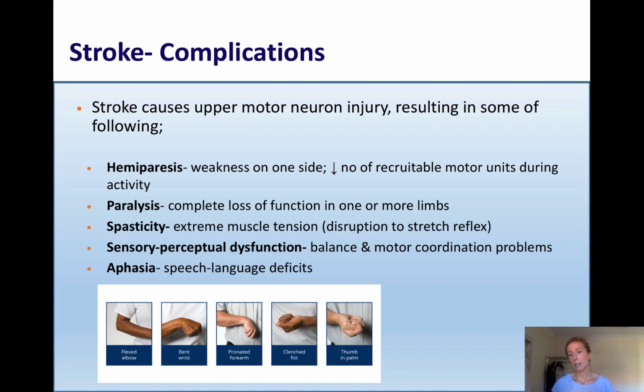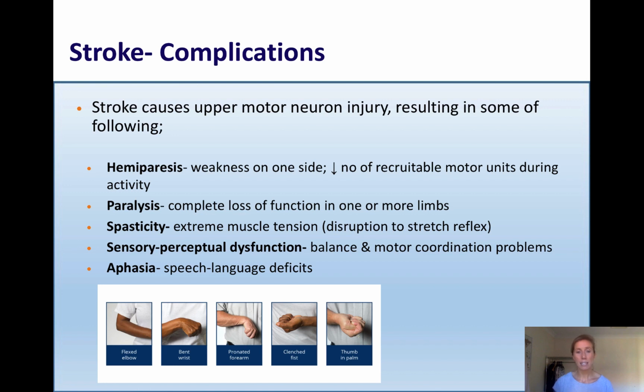Again, some of you guys might be quite familiar with stroke. You might have, I hope not, but you might have had somebody close to you experience a stroke, so you'll be quite familiar with how this is presented. But no doubt we've all, at some point, whether it's on TV or whatever, seen somebody that expresses that weakness on the one side of the body. And like I say, this is what we refer to as hemiparesis. Paralysis, so that could be a complete loss of function in one or more limbs, depending.